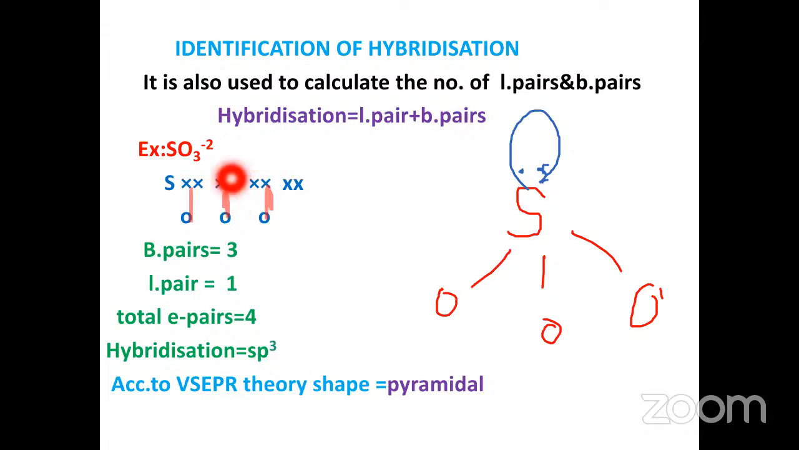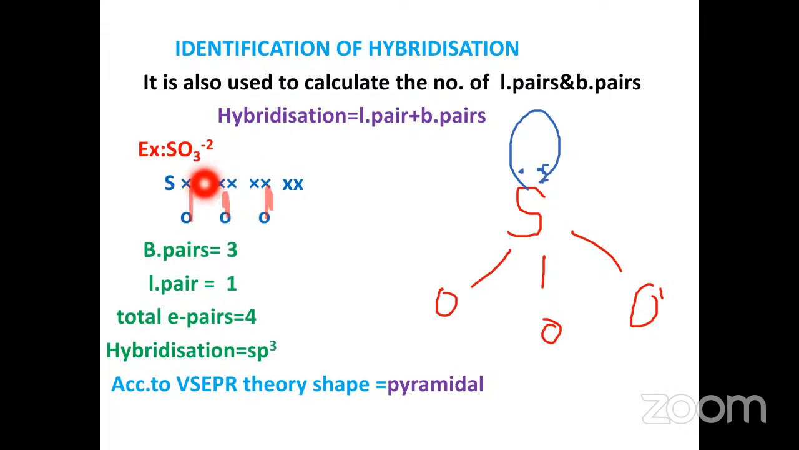If SO3 minus 2 ion is given, then how to calculate the hybridization and lone pairs and bond pairs in this SO3 minus 2 ion easily. First of all, you select the central atom. In this SO3 minus 2 ion, the sulfur is the central atom because it is a single atom and also it belongs to a less electronegative atom. So it is considered as the central atom. The sulfur belongs to sixth group, so now you will put the 6 electrons on the sulfur.